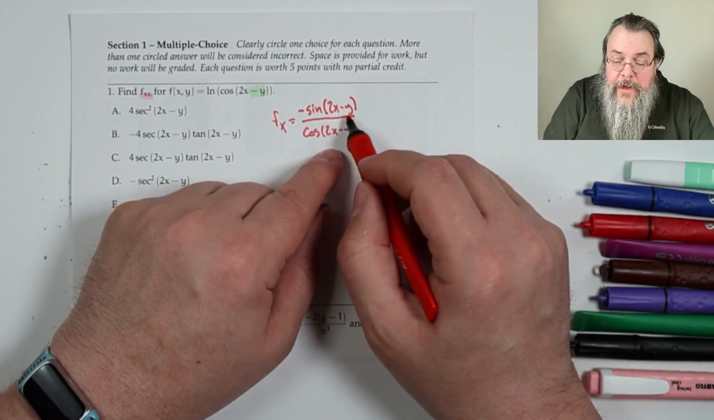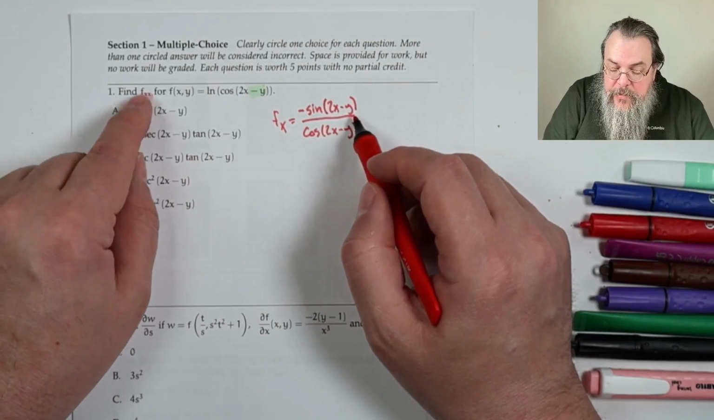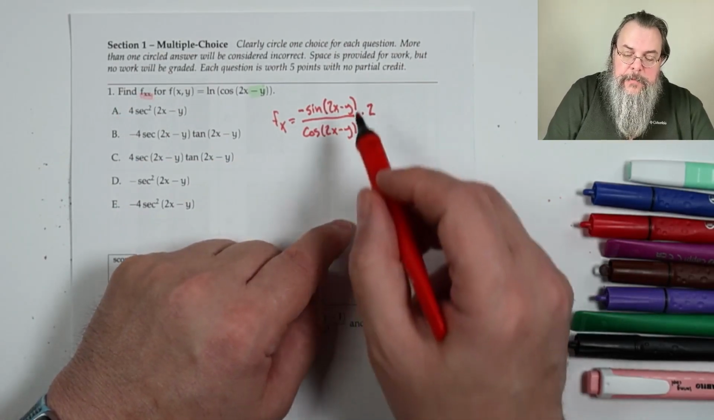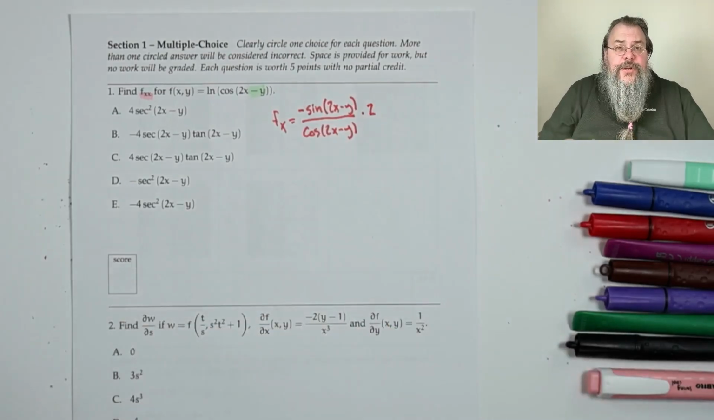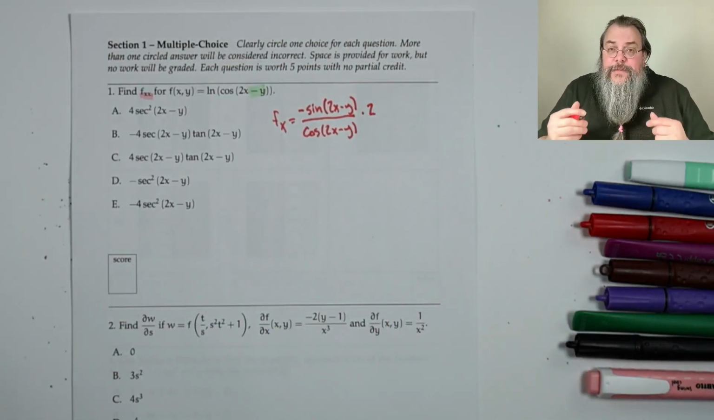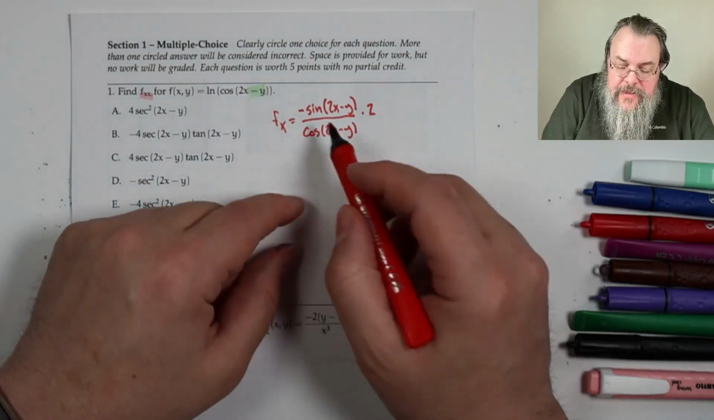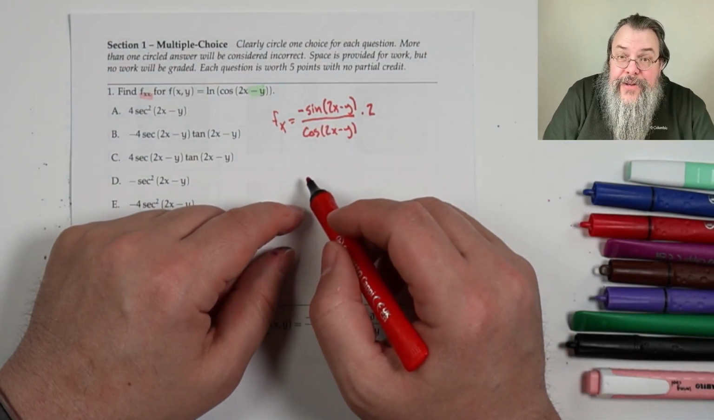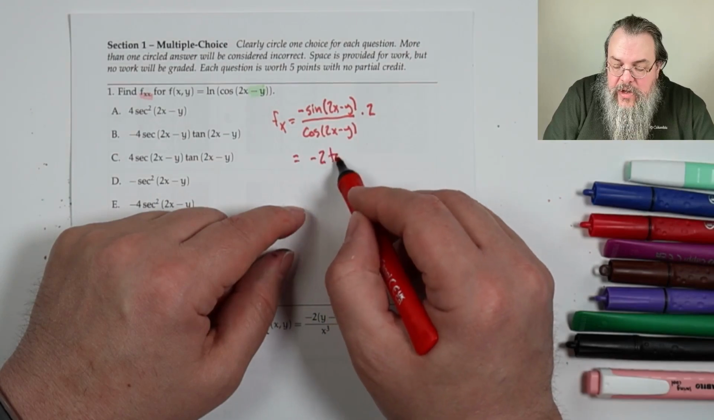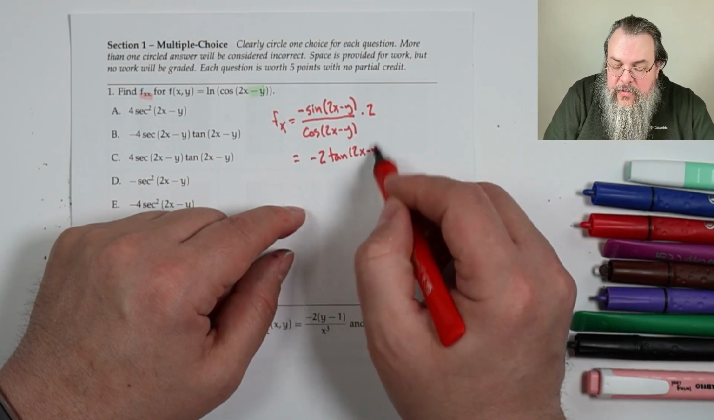Derivative of 2x minus y with respect to x. Remember, taking derivative with respect to x is 2. Now, before we take another derivative, you should always say, can I write this in a simpler way? More friendly. And yeah, sine over cosine, also known as tangent. So this is minus 2 tangent 2x minus y.